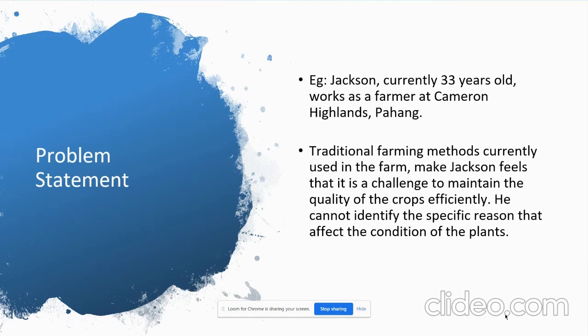As an example, Malaysia is one of the largest sellers of flowers, and another well-known product is palm oil. Another example is Jackson, a 33-year-old farmer in Cameron Highlands, who uses traditional farming methods on his farm. Jackson finds it challenging to maintain the quality and quantity of the crops efficiently, as he cannot identify the specific reason that affects the condition of the plants.